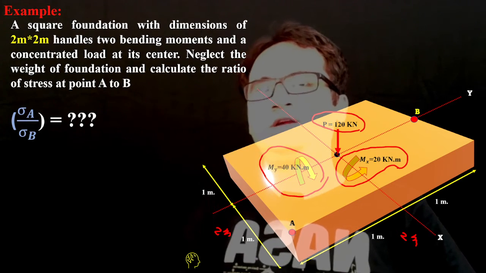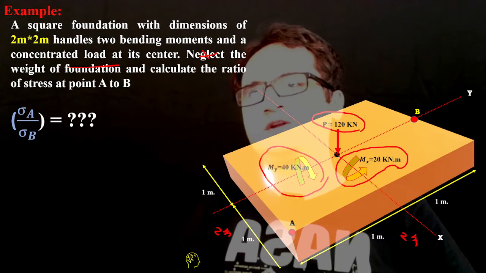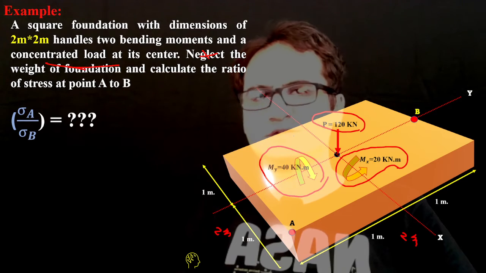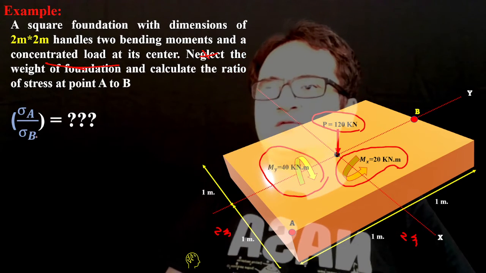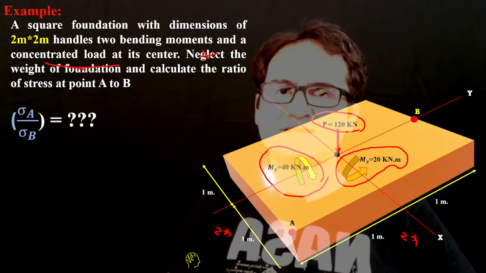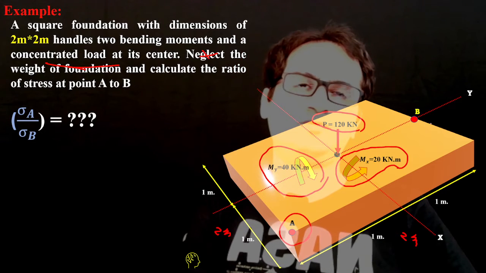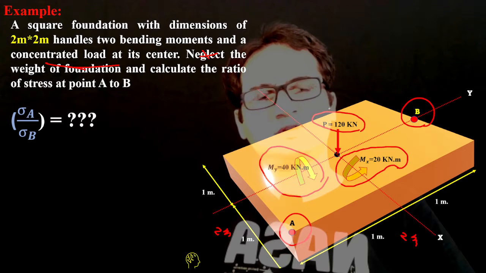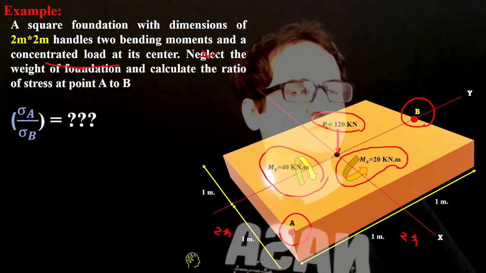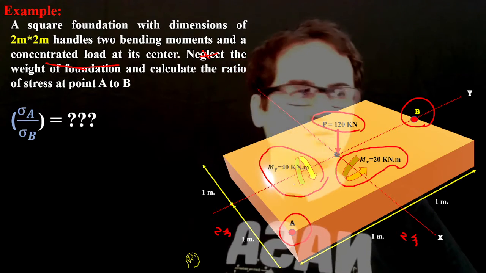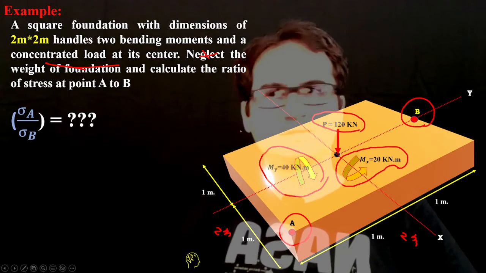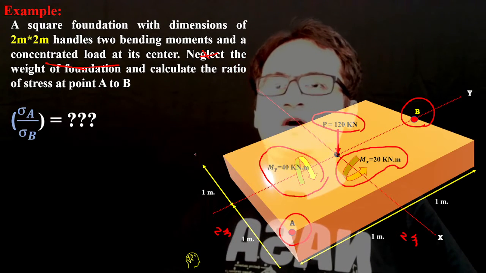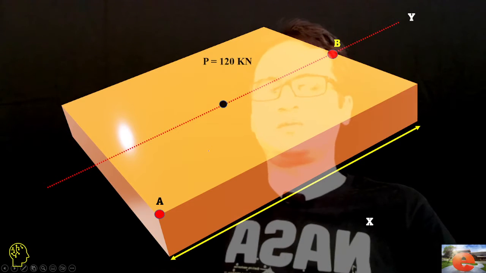If we neglect the weight of the foundation itself, so we don't consider the weight of the structure, we want to know the ratio of stress at point A to stress at point B. Definitely, because there is a concentrated load and bending moments, there is combined loading, so we need to use superposition. Let's see how we can approach our problem.